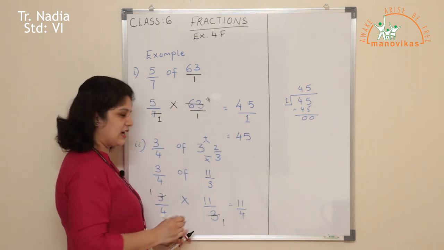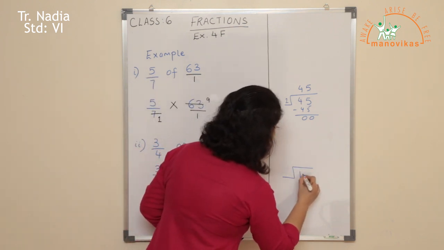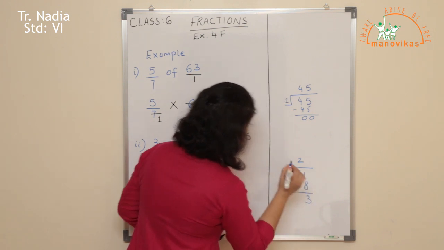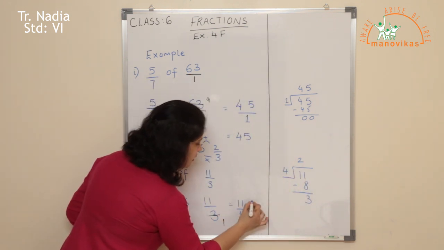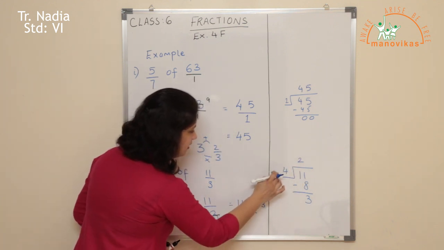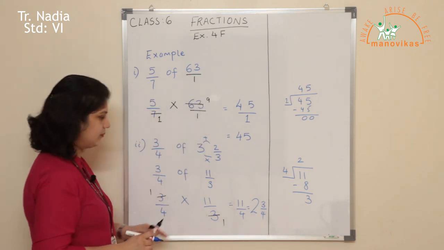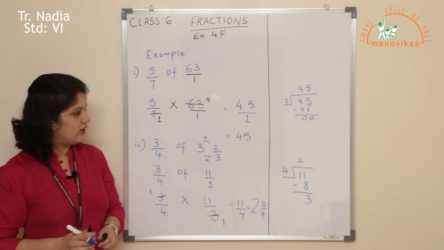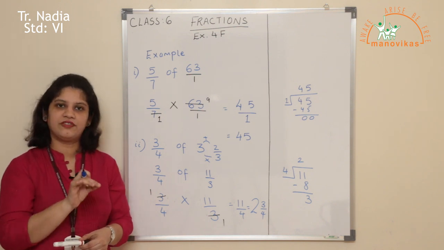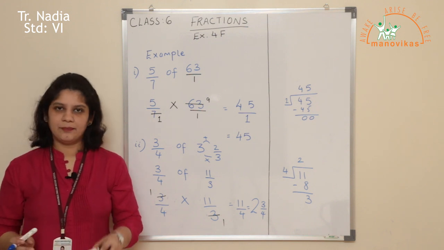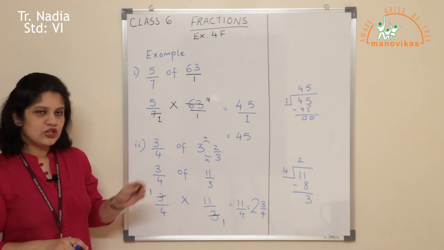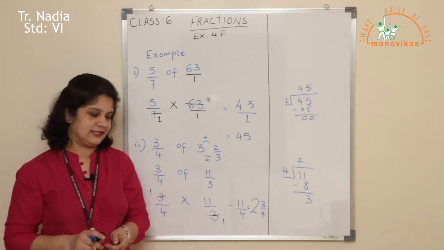It's an improper fraction, so I need to convert it to a mixed number. So it is 4 2s are 8 with a remainder 3. So the whole number will be 2, which is the quotient. The numerator will be 3, which is the remainder, and the denominator is going to be 4. So this is the answer. Alright, so I have explained to you all how to solve of sums. It is nothing but the word of has to be replaced by a multiplication sign followed by reducing to get the final answer. So I hope the concept of of is clear to you all.